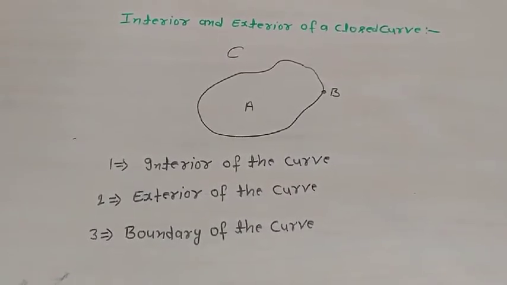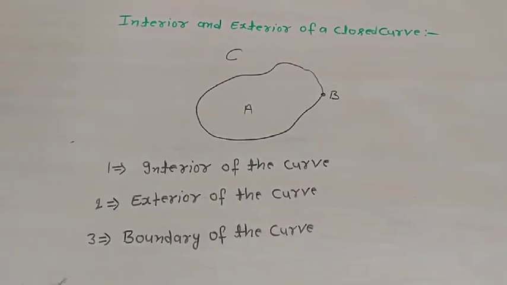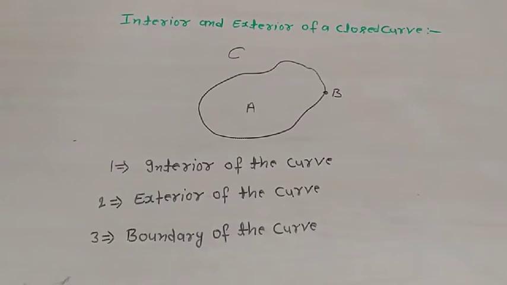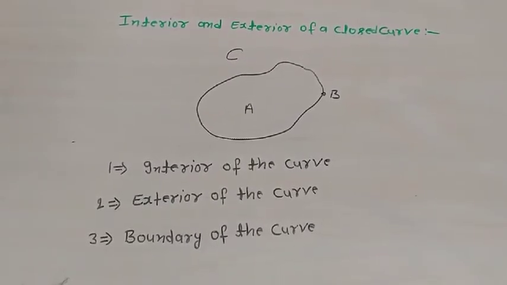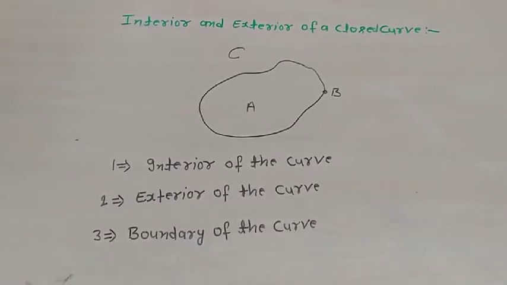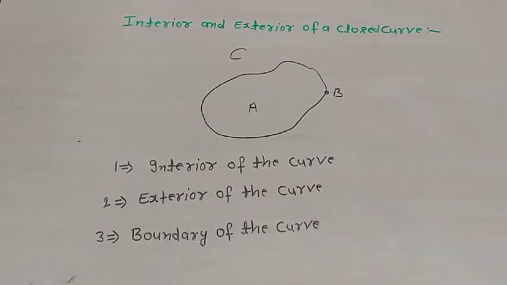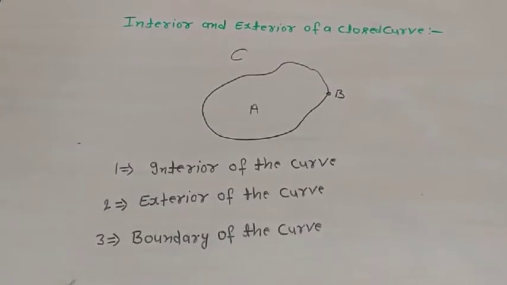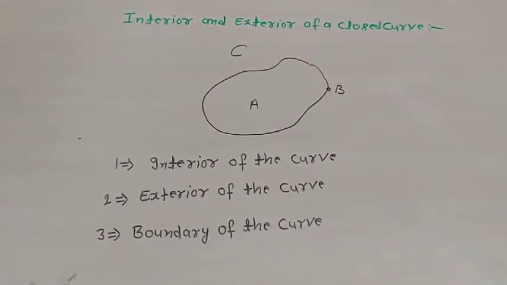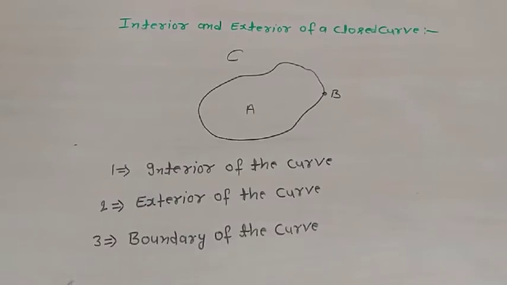So in this way we know a simple closed curve divides the plane into three parts: interior, exterior, and boundary. So in this figure you can see A is the interior point, B is the boundary point, and C is the exterior point. Okay, and three regions: exterior region, interior region, and boundary. Okay, now we are going to discuss polygons. What are polygons?